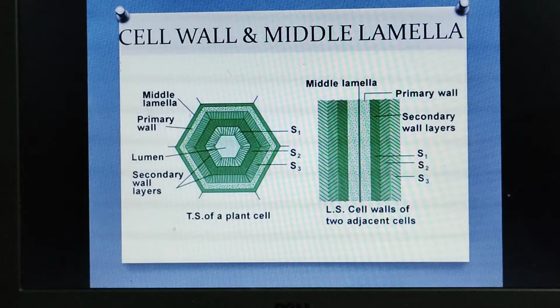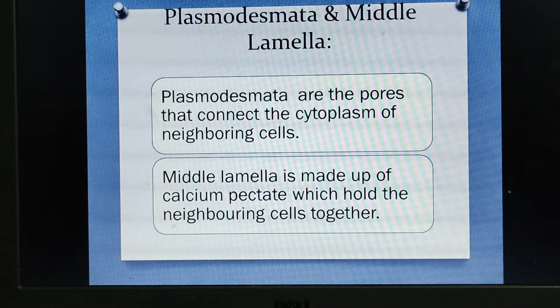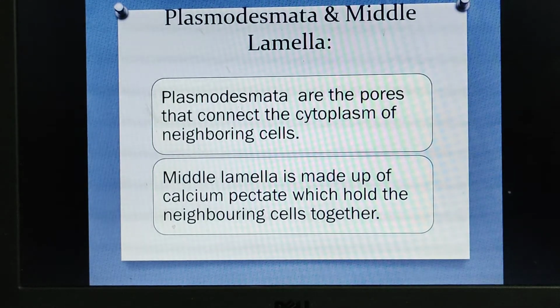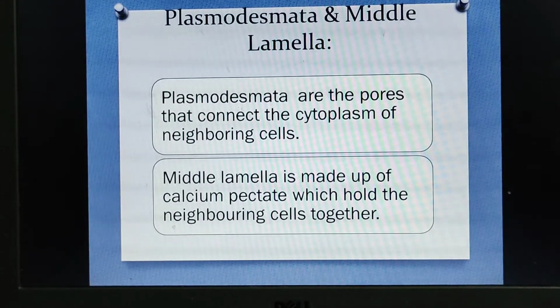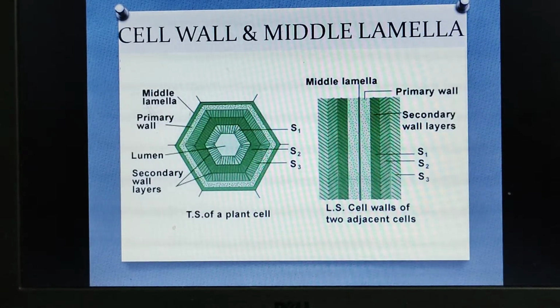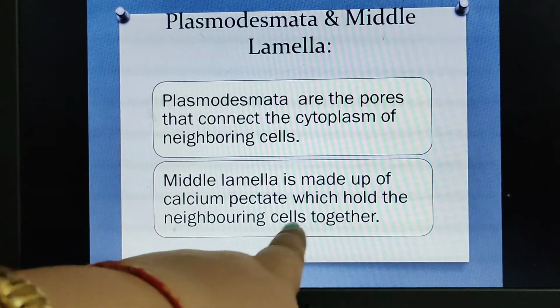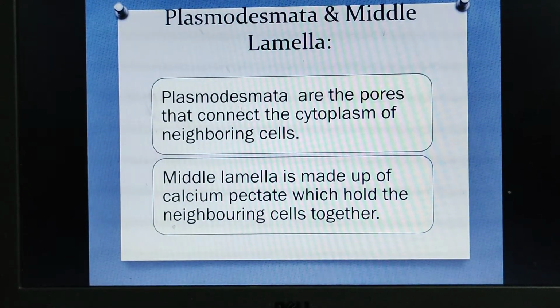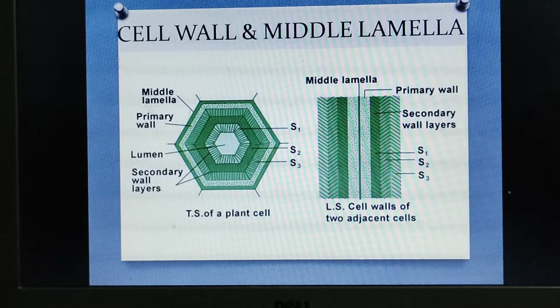Now the next topic which we are going to discuss is the plasmodesmata and the middle lamella. So plasmodesmata are the pores which act as a connecting link between two neighboring cells. When the cytoplasm of two adjoining cells is in communication, that is called plasmodesmata. And the middle lamella is made up of calcium pectate. Fine, it is a cementing material which holds the two adjoining cells.